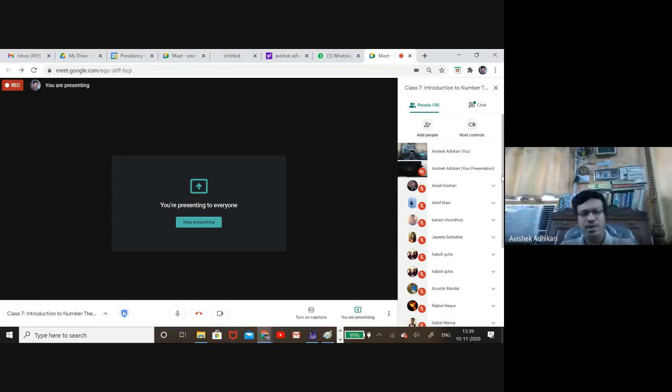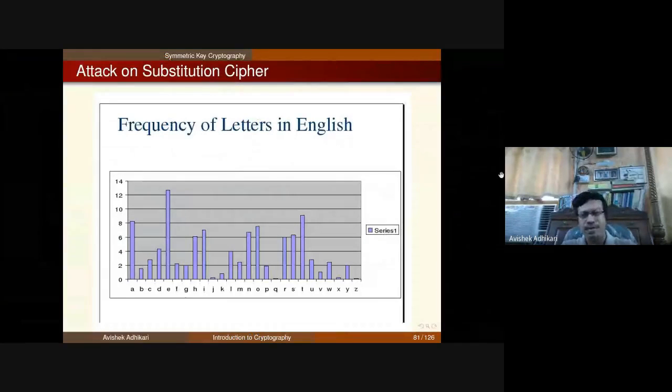That means not all the alphabets in the English language occur with the same frequency. It has been found by statisticians that E is the mostly used alphabet. T is the next mostly used, A is the next one, and so on. So not all alphabets occur equally frequently. E is the mostly used alphabet.